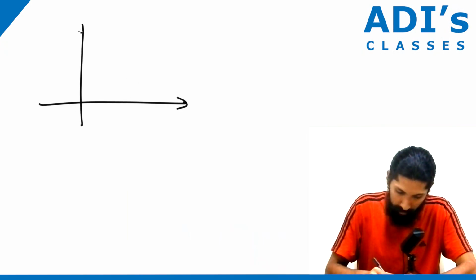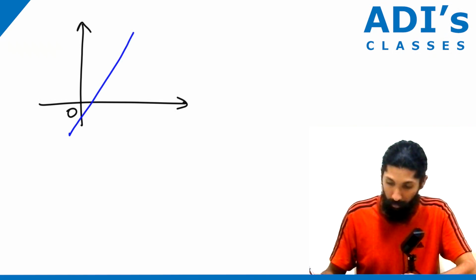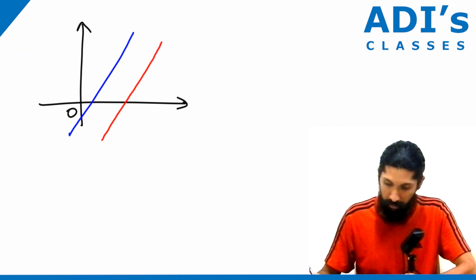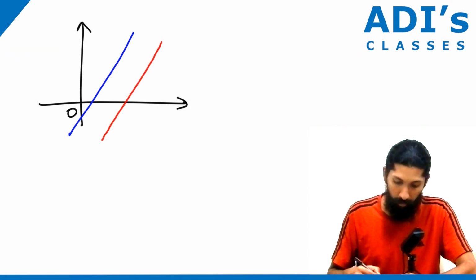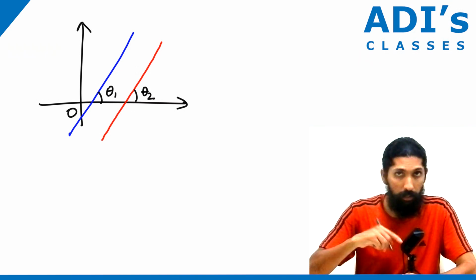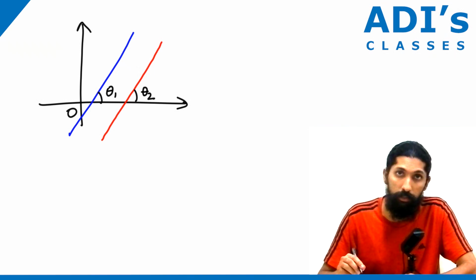Suppose we have two lines. Let's assume that we have the x and y axis. Let's say this is one line, and we have one more line which is going exactly like this. Now here this is theta 1, this is theta 2. Now the lines are parallel to each other. That means theta 1 is equal to theta 2, isn't it?